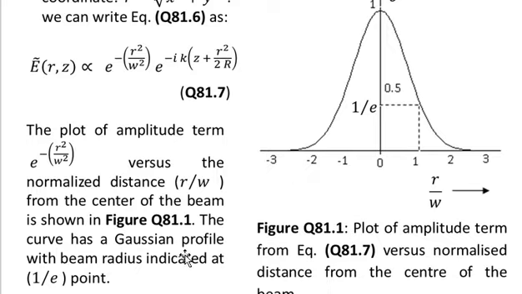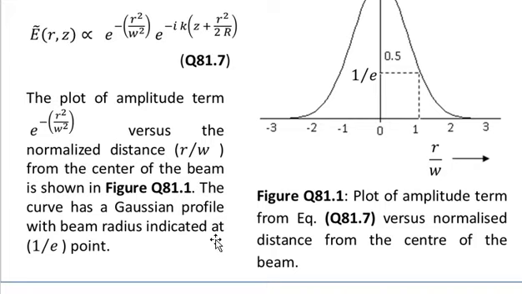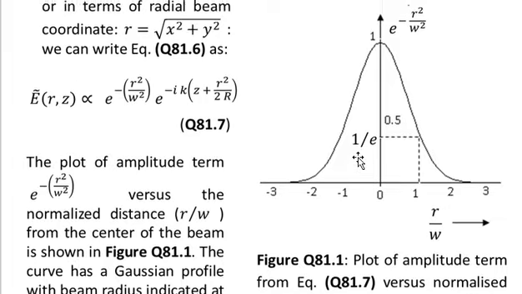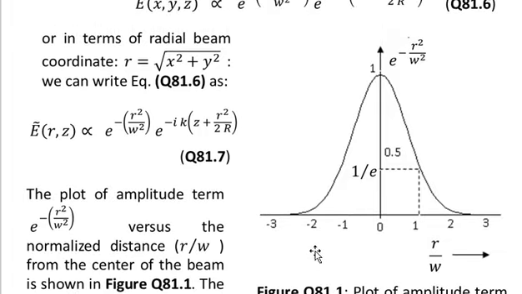The curve has a Gaussian profile with the beam radius indicated at the 1 over e point. So let me explain the figure. Along the horizontal axis we are plotting r over w, and along the vertical axis we are plotting the amplitude of the wave contribution at the output plane, which is e to the power minus r square over w square. Since this is a Gaussian function, we have a Gaussian profile.